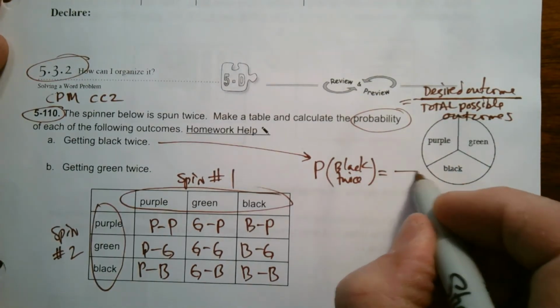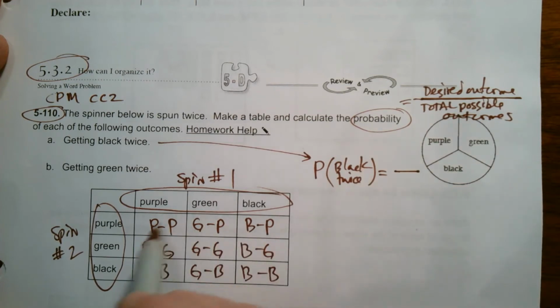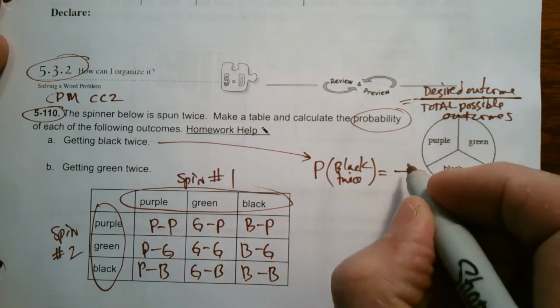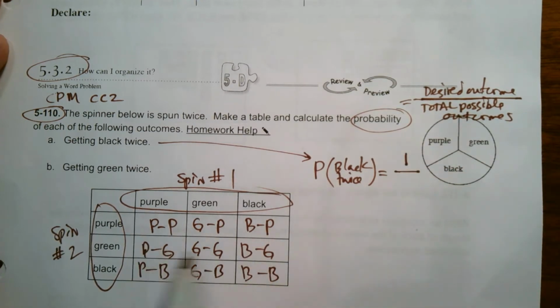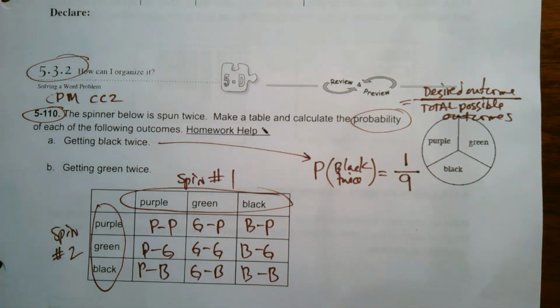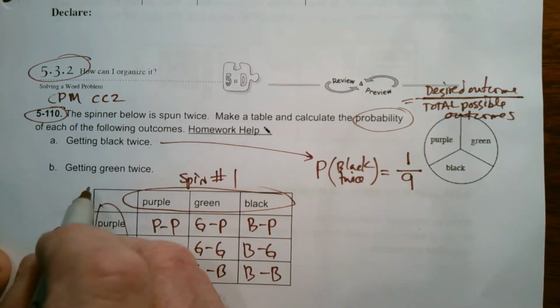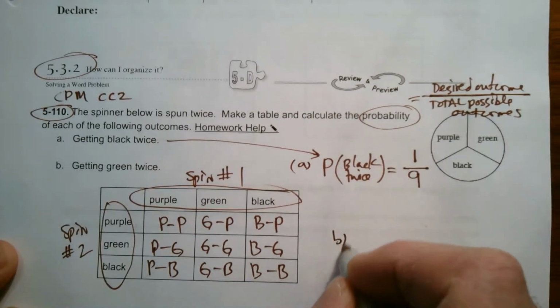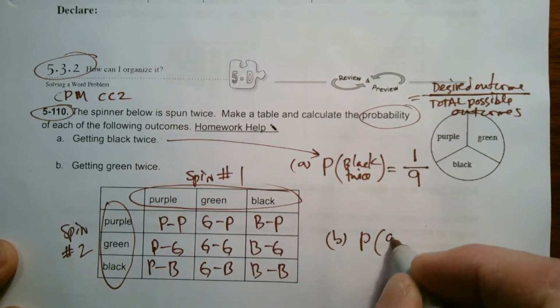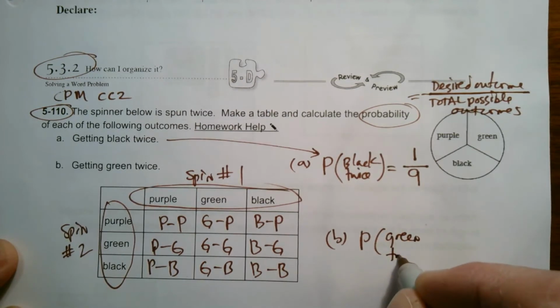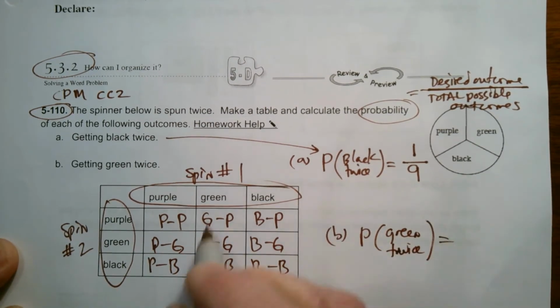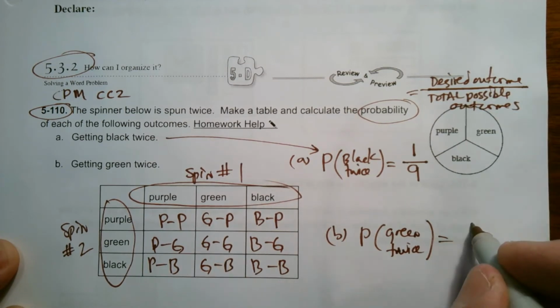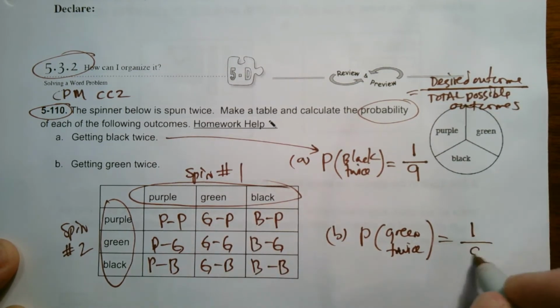My desired outcome was black twice. How many times did I get black twice? Once. So it's 1 out of how many total possible, which is 9. So black twice is 1 out of 9. If I think about the same thing with green, for B, it's the probability of green twice. Again, how many times do I get green, green? I get it once. So it's 1 out of all the possible, which is 9.